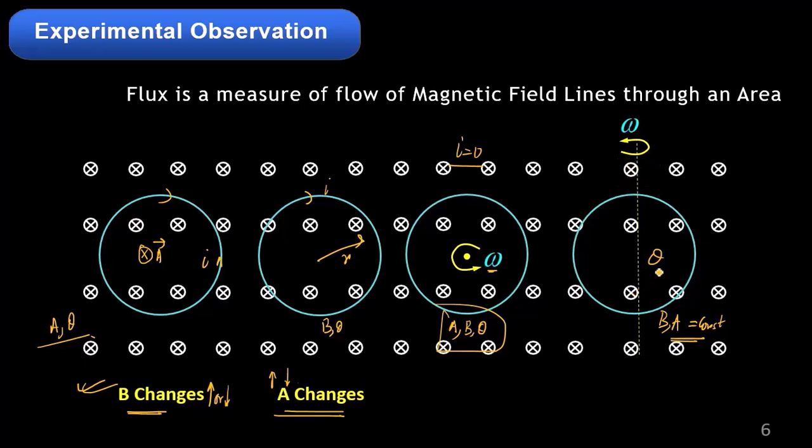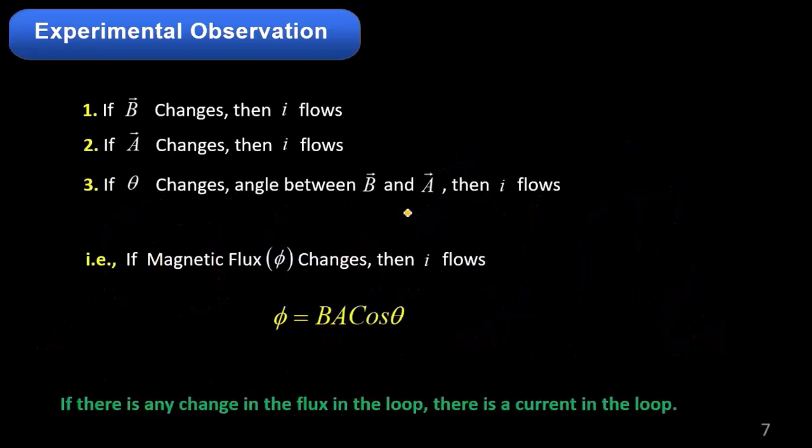In the fourth situation, I am rotating the loop. That means under this situation, only theta is changing. What I observe is that here also a current is flowing. So I is not equal to 0. After doing this kind of experiment, what I finally conclude is that if B changes, then I flows. If area changes, then also I flows. If theta changes, then also I flows. So these are the observations of this experiment, that either B or A or theta can change. The combination of these three parameters gives the magnetic flux.